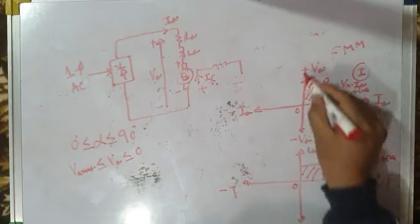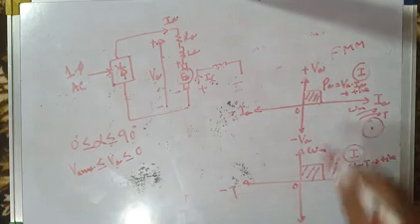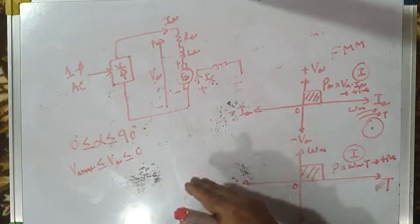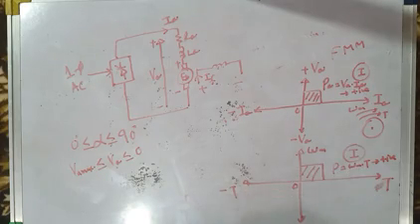From the VA IA characteristic also, we find that PA, the power drawn by the motor from the source, is positive. That means the machine is acting as a motor. It is drawing electrical power from the source, converting it into mechanical power, and that mechanical power is used to drive the motor and its load.